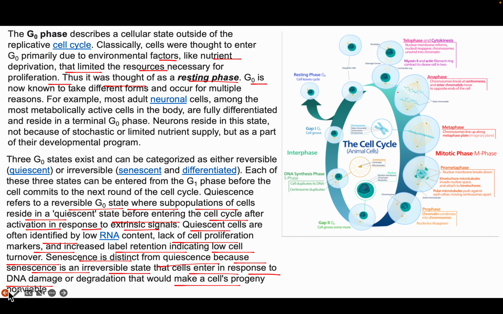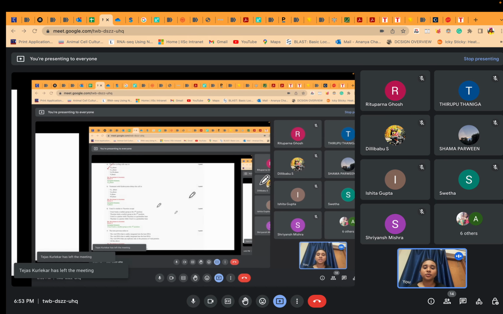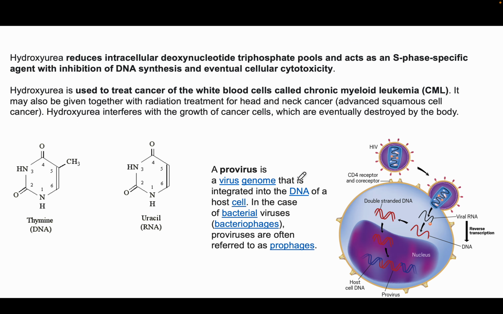Now our next question was, so the answer is the non-cycling cells will stay in G0 phase. Now the next question is, treatment with hydroxyurea delays the cells in which step? So what does hydroxyurea do? Hydroxyurea reduces intracellular deoxynucleotide triphosphate or dNTP pools and acts as an S phase specific agent with inhibition of DNA synthesis and eventual cellular cytotoxicity.